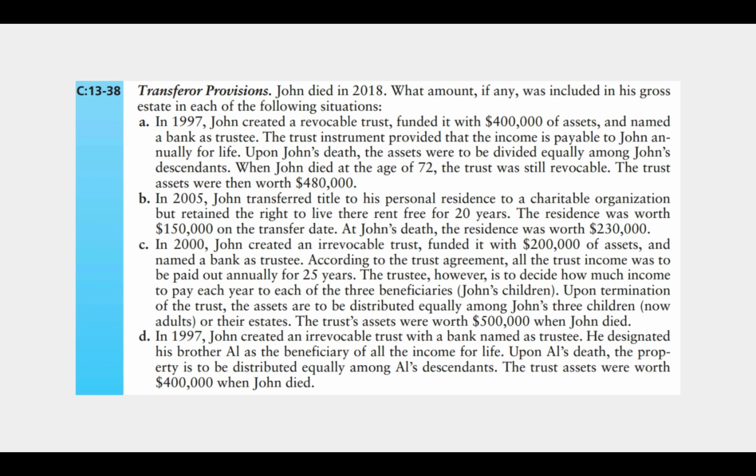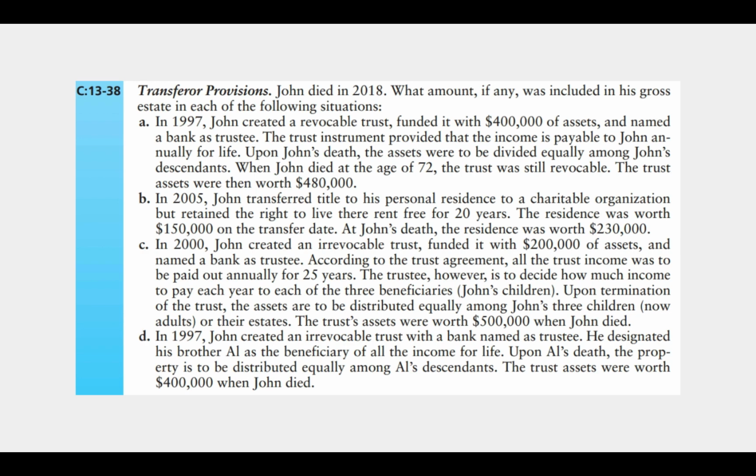John died in 2018. What amount, if any, was included in his gross estate in each of the following situations? So A, in 1997, John created a revocable trust, funded it with $400,000 of assets, and named a bank as trustee. The trust instrument provided that the income is payable to John annually for life. Upon John's death, the assets were to be divided equally among John's descendants. When John died at the age of 72, the trust was still revocable. The trust assets were worth $480,000 at the time.